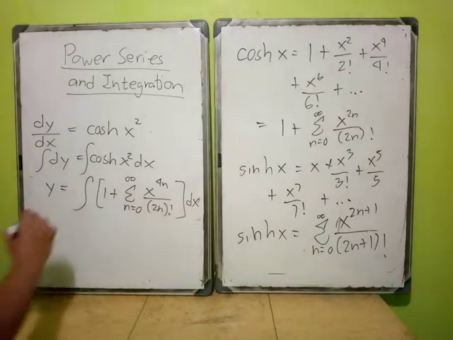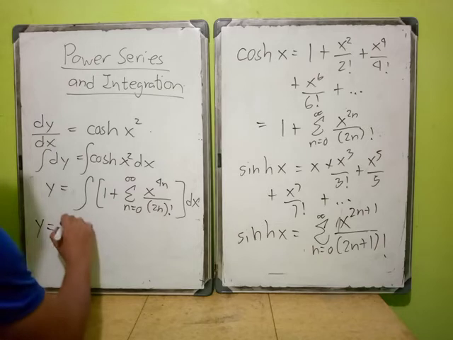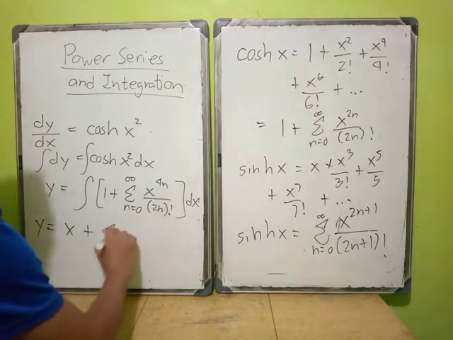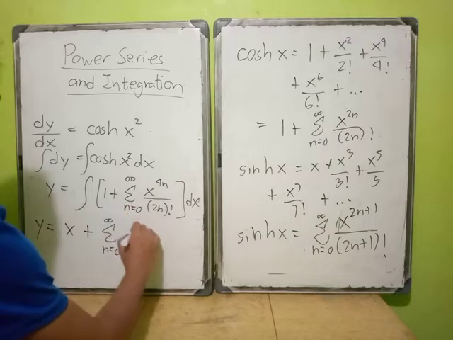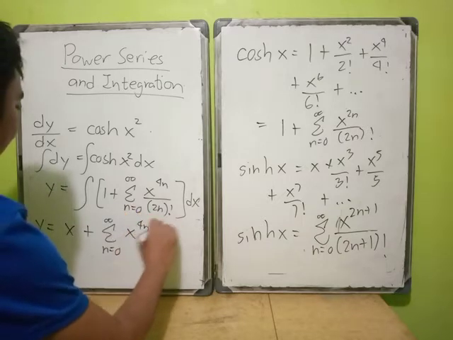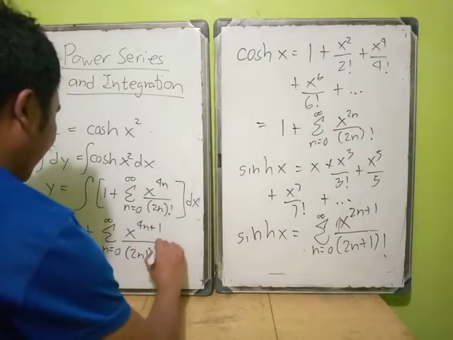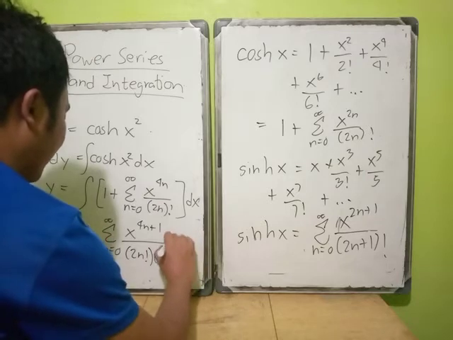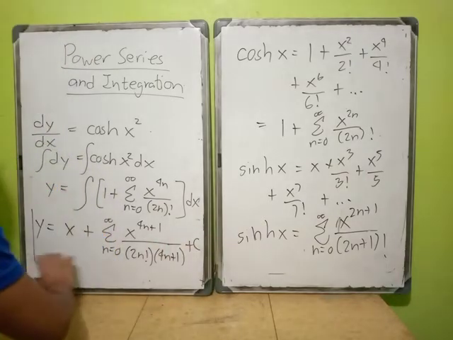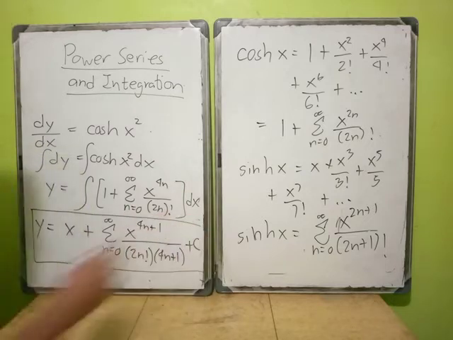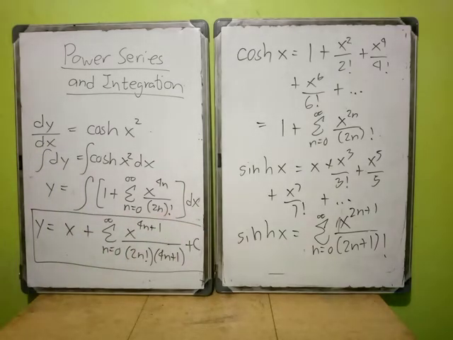Therefore your answer will be y equals x plus the infinite sum from n equals 0 to infinity of x to the 4n plus 1 over 2n factorial times 4n plus 1, plus c. So your answer will be in terms of a power series also. That's one of our examples.